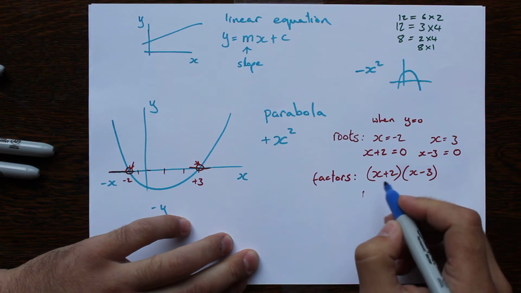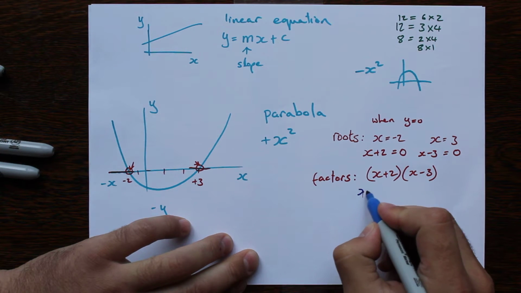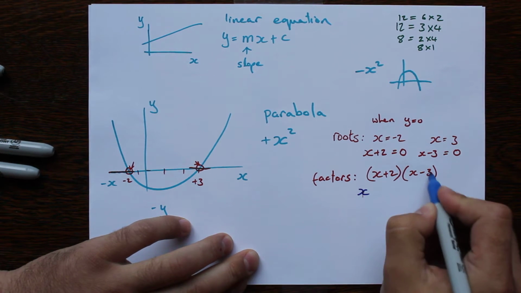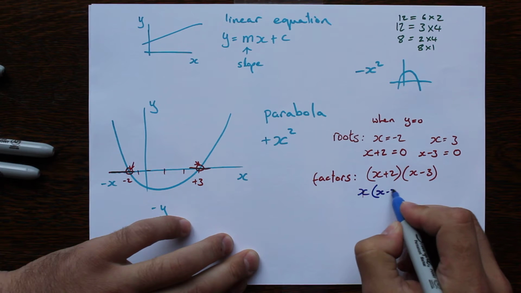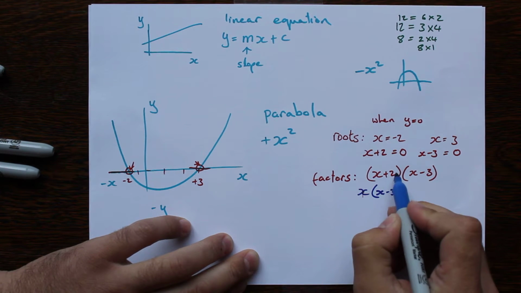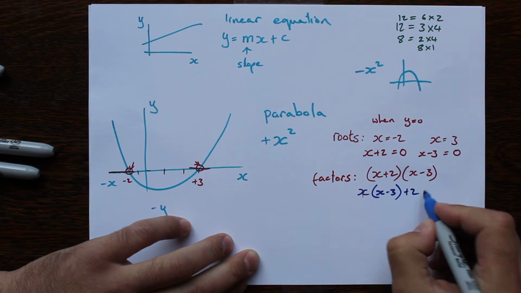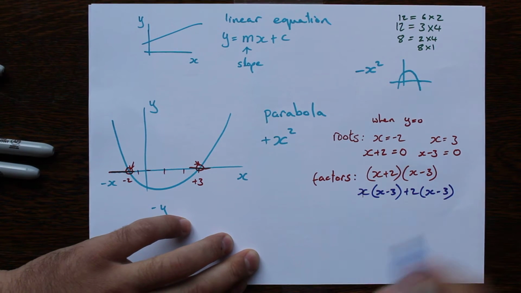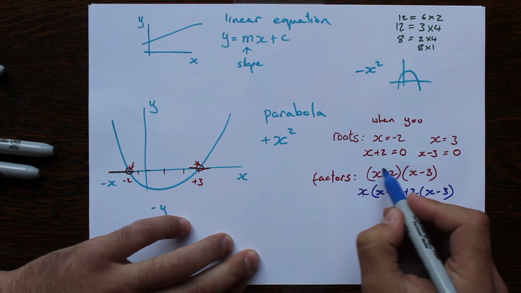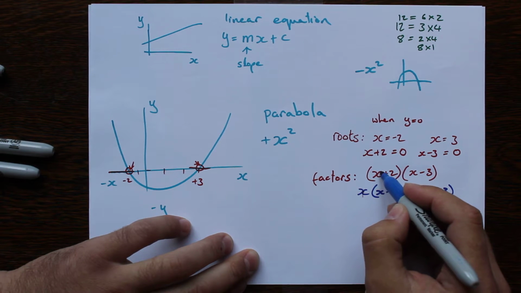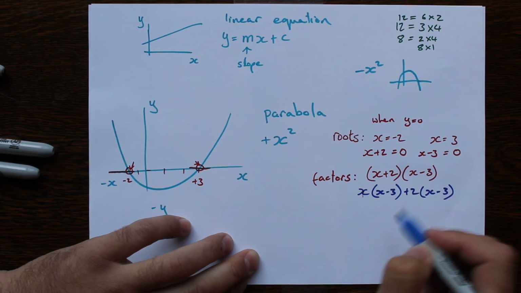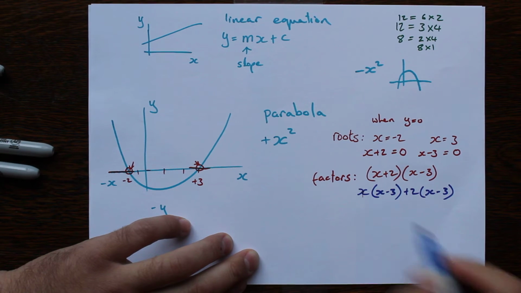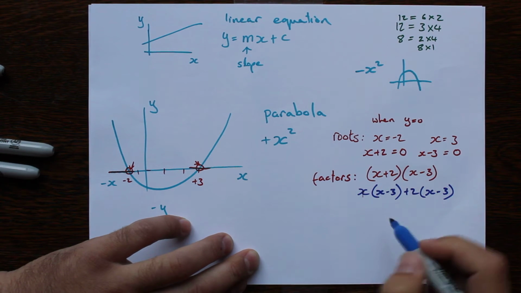Now we've got more than one term, so this x here, I'm going to take that out and multiply it by the second bracket, x minus 3. Fine. Take the second term, plus 2, and multiply it by the entire second bracket. Hopefully that's obvious. I'm just multiplying the first term by the whole second bracket, and then the second term by the whole second bracket. That way we've covered all bases.